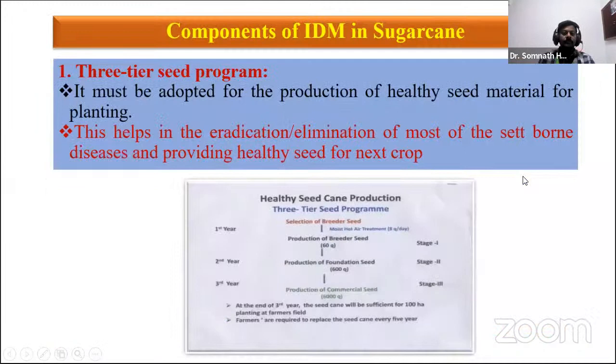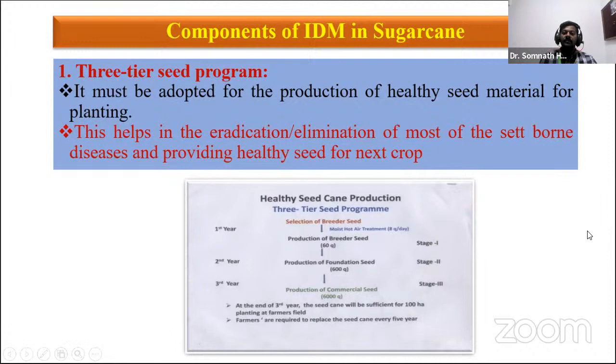So in order to manage all the diseases, we need to follow integrated disease management strategies, starting from the healthy seed program. That is a three-tier seed program which was developed by the Indian Institute of Sugarcane Research, Lucknow. From the breeder seed we produce the foundation seed, and from the foundation seed we produce the commercial or certified seed. Those are the steps for the production of healthy seeds.